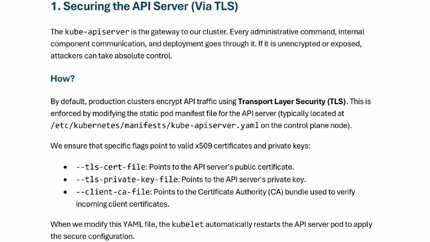So every communication or command that is made via the kube-apiserver is encrypted. It provides transport layer security. So when we modify this YAML file, the kubelet automatically restarts the API server pod to apply the secure configuration.